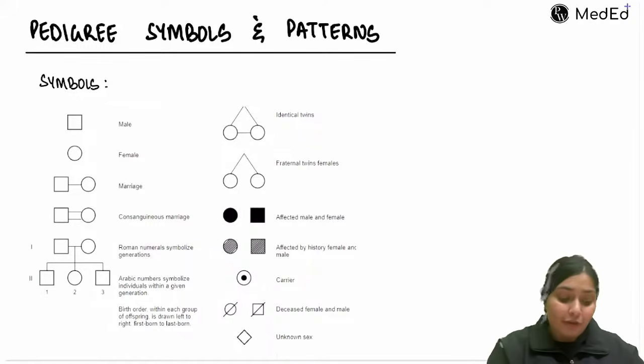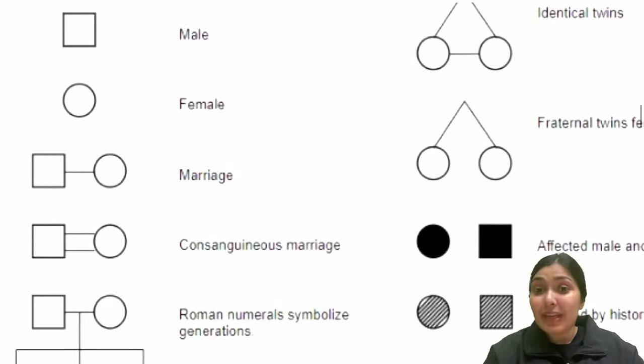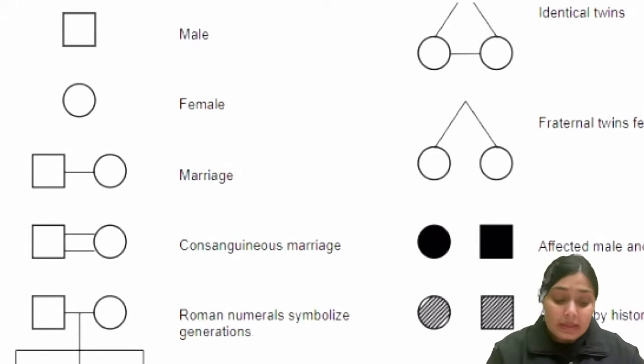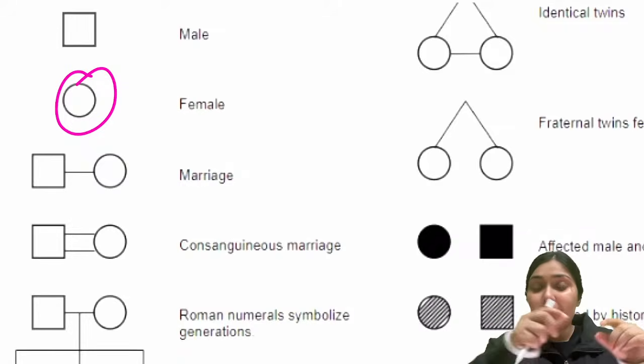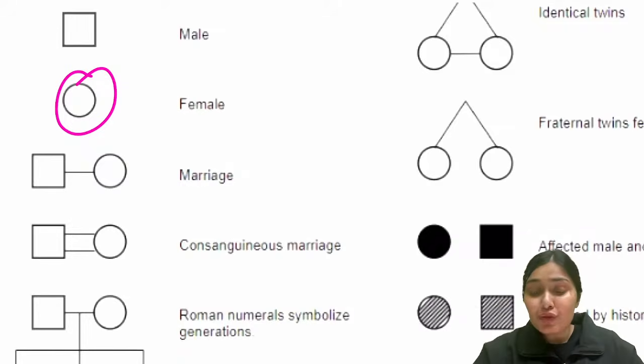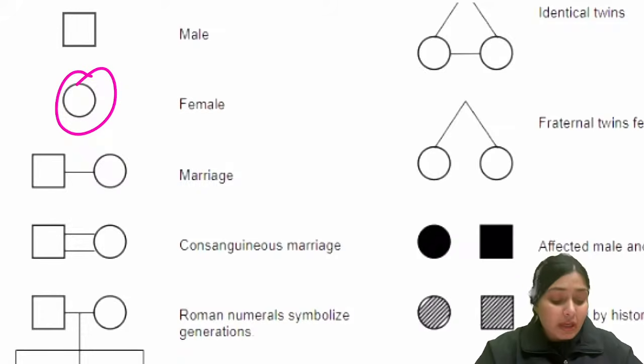We all understand that a square means a male child. A circle is for female. If I join the male and female by a single line, that means marriage. A double line means consanguineous marriage, that is, marriage between two relatives, two cousins. That could be a first degree relative, second degree relative, or third degree relative.